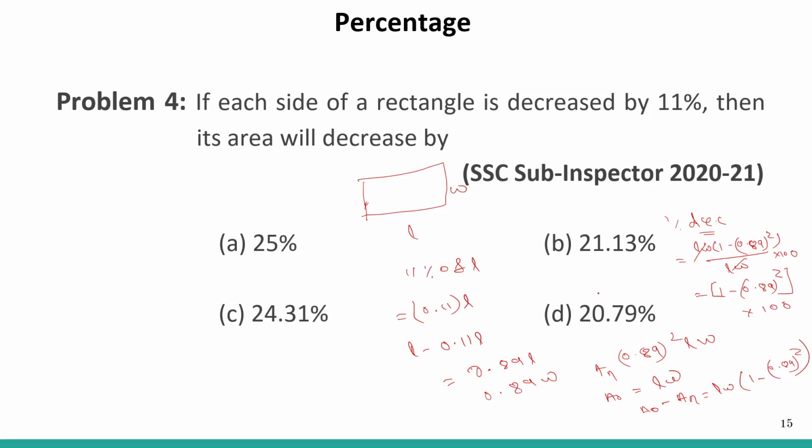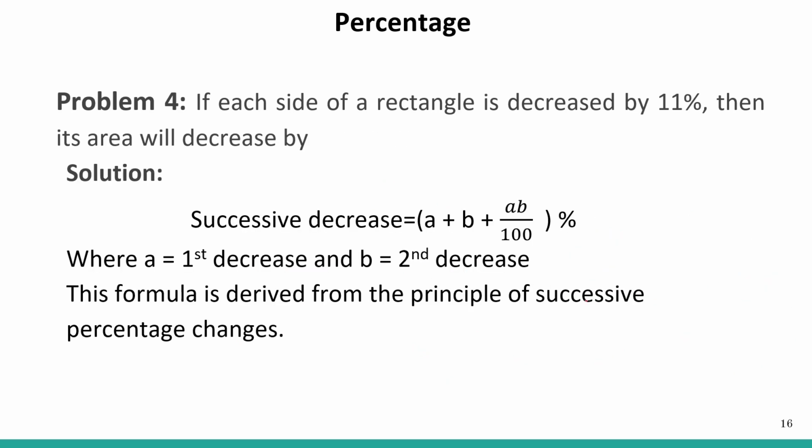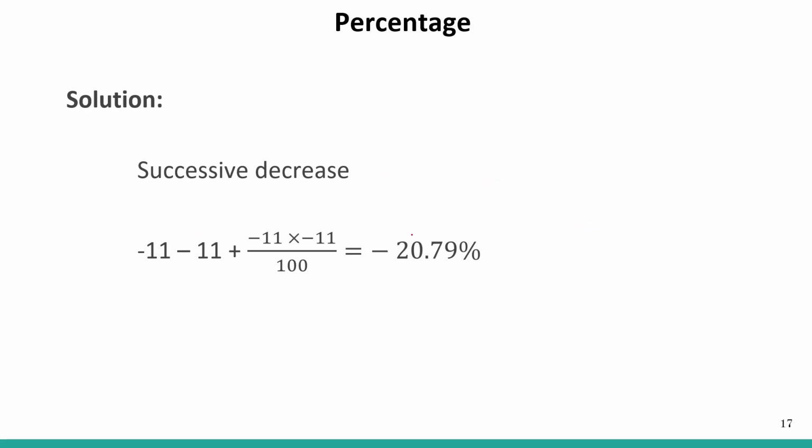20.79%. This will be the correct answer. The others will be wrong answers. So the only correct answer will be option D. So we have used this formula for successive decrease in percentage, and the answer became 20.79%.